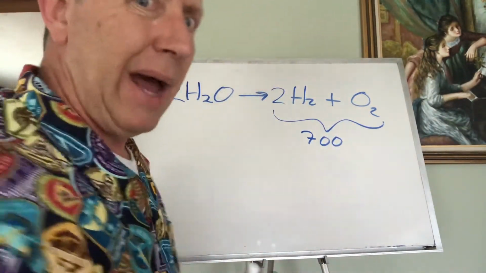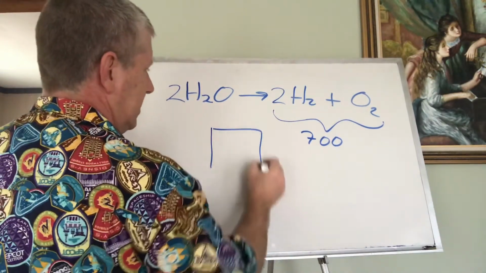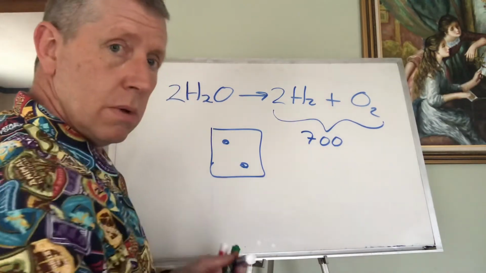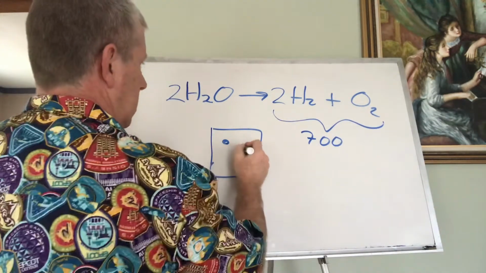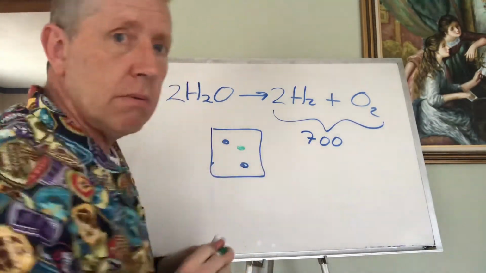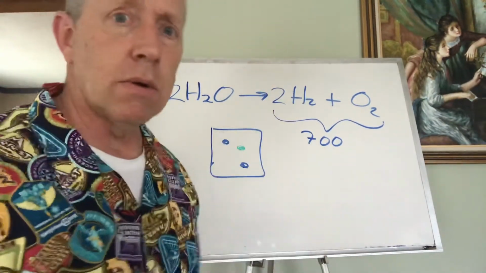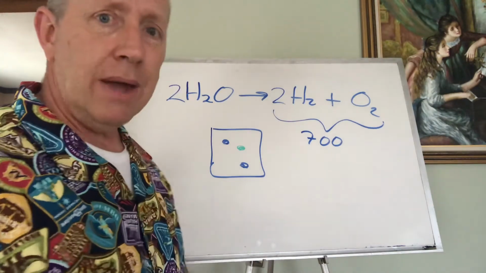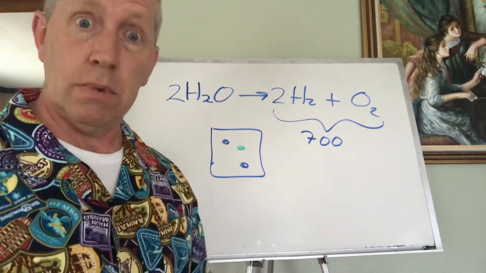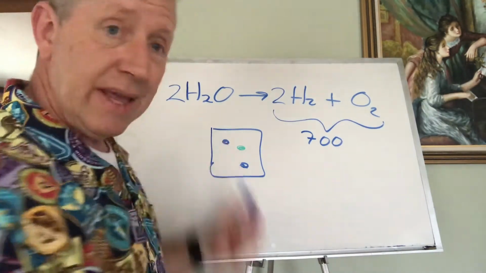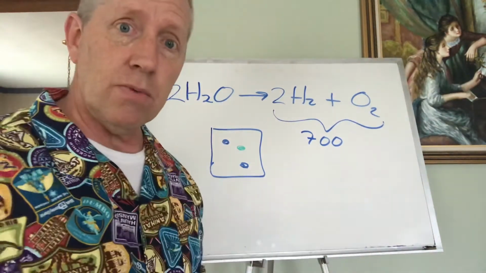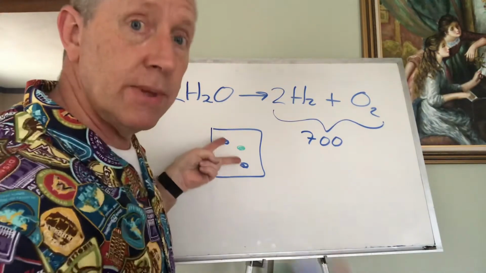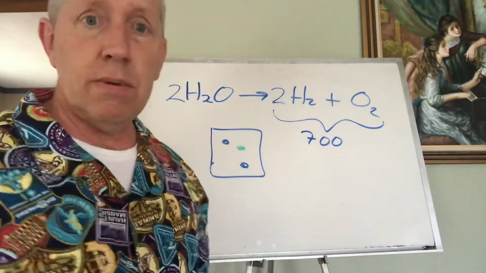If I were to draw that out in a container, 2 hydrogens, 1 oxygen. That's it. Those are moving around hitting the container. Who's causing more pressure? The hydrogen. Why? Because there are 2 of them. We have twice as many collisions with the walls of the container with the hydrogen than you do the oxygen. So therefore, the hydrogen produces twice the pressure that the oxygen does.